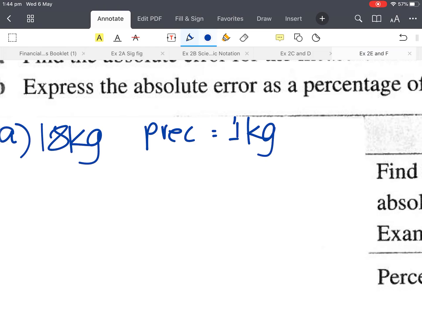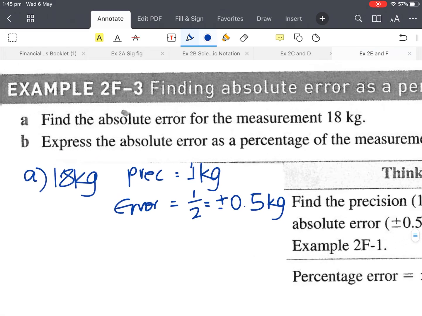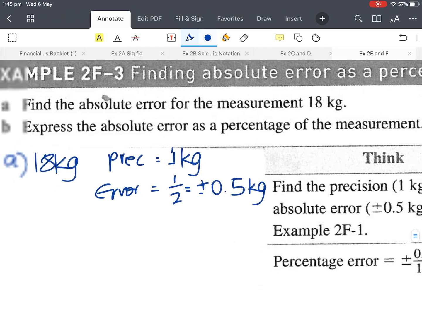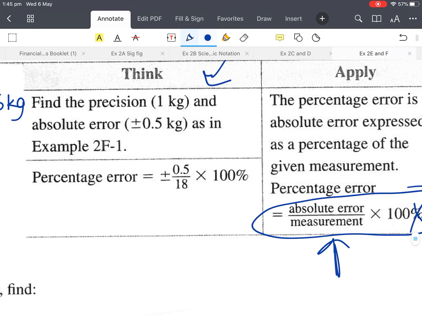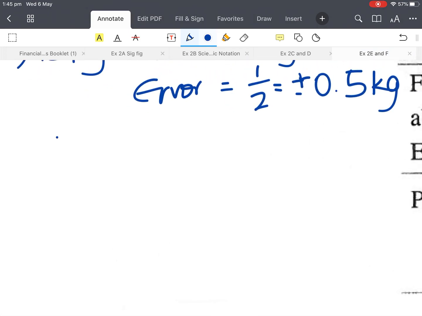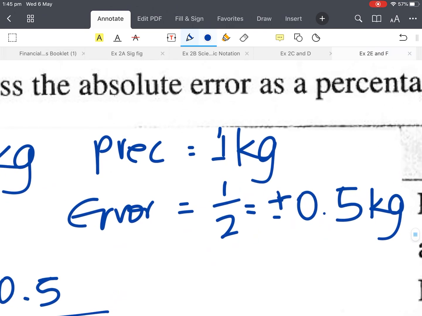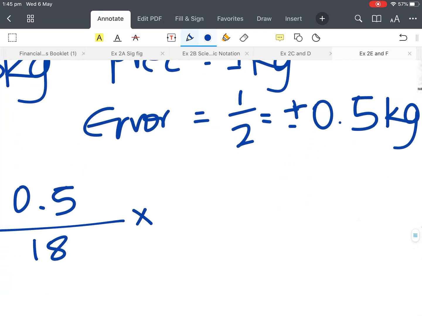All right, so to find the absolute error, or just error as I call it, we're going to go 1 divided by 2, so we get half a kilo. And don't forget your plus and minus, like I always seem to be doing. Okay, so now we have to do the absolute error as a percentage. So take your error, remember you're following this formula here. So you're going to go error, plus and minus, don't forget it, over the measurement. What was the measurement in the question again? It was 18, and then times it by 100.